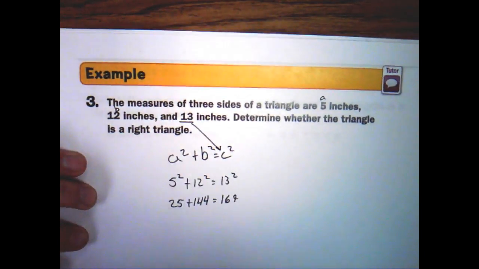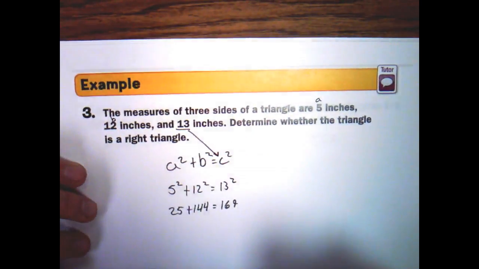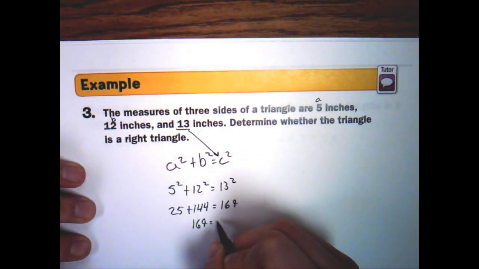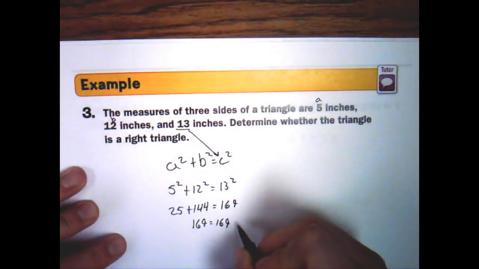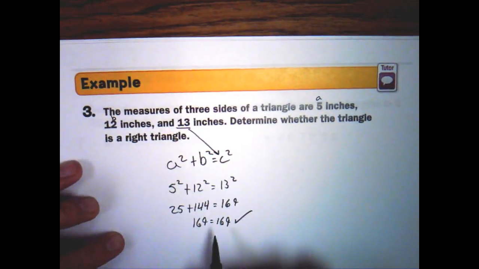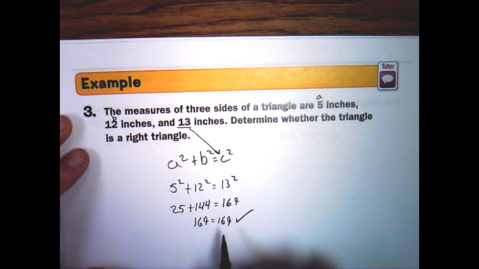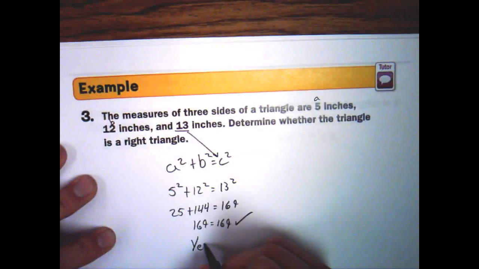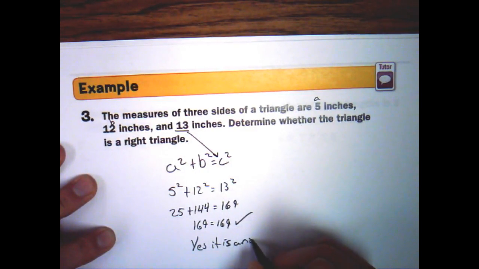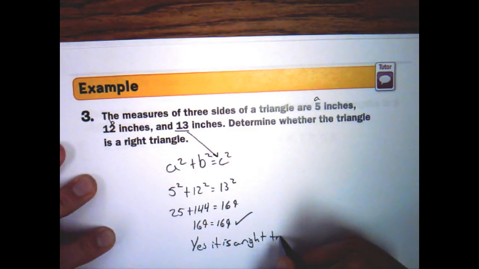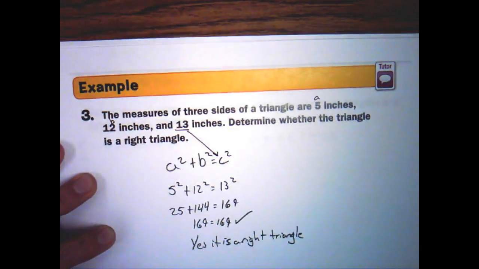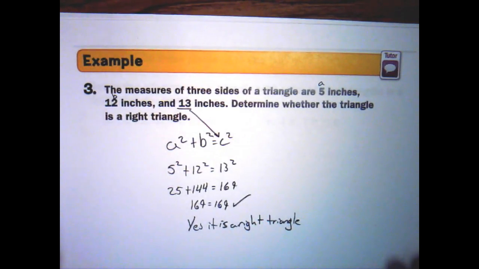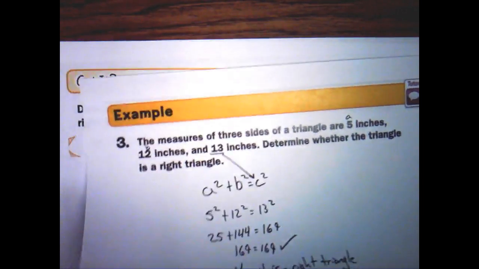169. Now if I take 144 and I add 25 to it, guess what I get? 169. Now, does 169 equal 169? Yes, it does. That is what it means to have an equation satisfied. You're left with a true statement. Okay, so that equation is satisfied, so yes, it is a right triangle. Okay, so that's how we use the converse of the Pythagorean theorem.